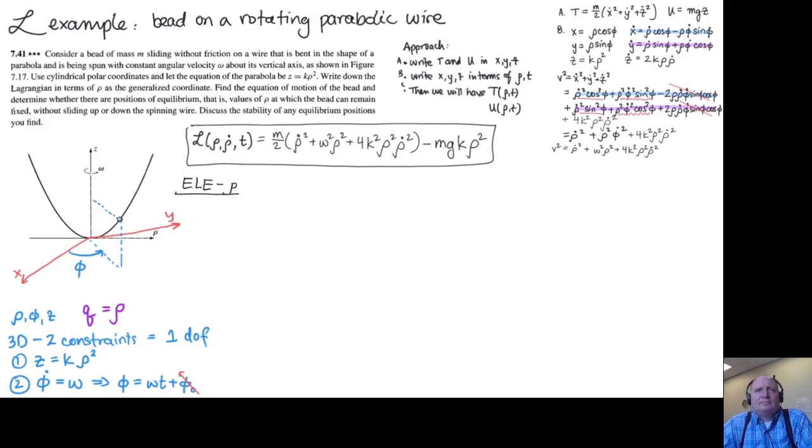Okay, so we're going to need to compute partials of the Lagrangian with respect to rho and rho dot. Let's start with rho. We march through, there's 1, 2, 3, 4 terms. Rho doesn't appear in the first one, so that goes away. This term gives us 2.